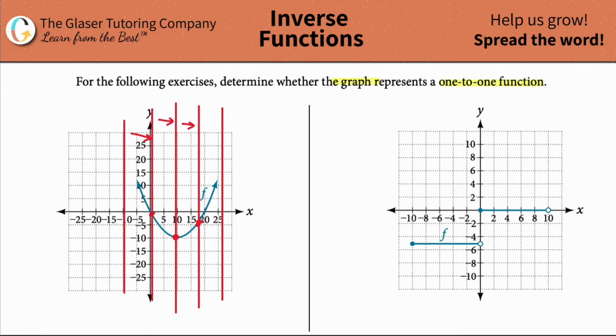In other words, let's say this x value here of 10 has one unique y value of -10. It doesn't have two y values. This x has only one y. That's 1 to 1.